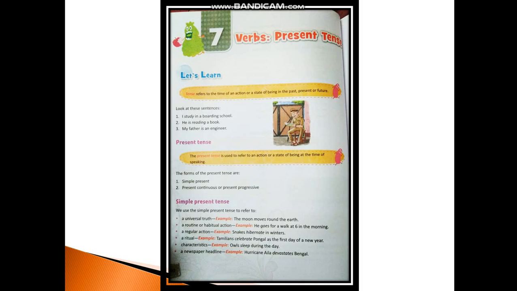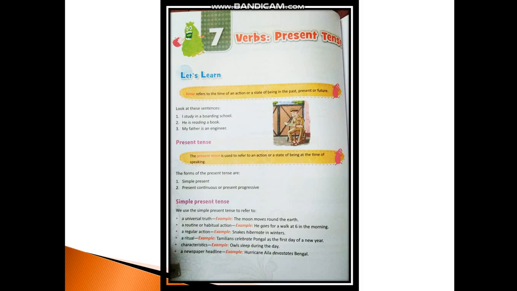Tense refers to the time of an action or a state of being in the past, present or future. Okay. So I hope you've already learnt about tenses and you know what tense is. Tense basically gives you an idea about the time of an action or state of being. Okay, like for example, I study in a boarding school. He is reading a book. My father is an engineer. Okay, so all these are which tense? Present tense sentences.